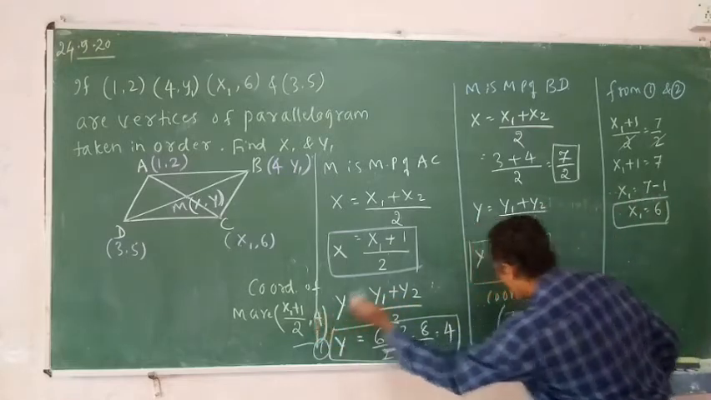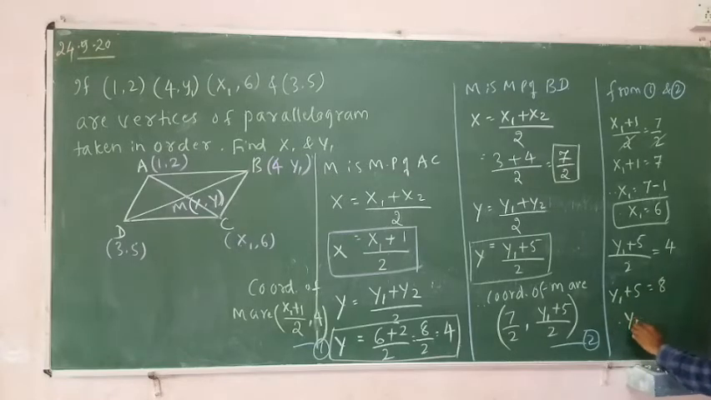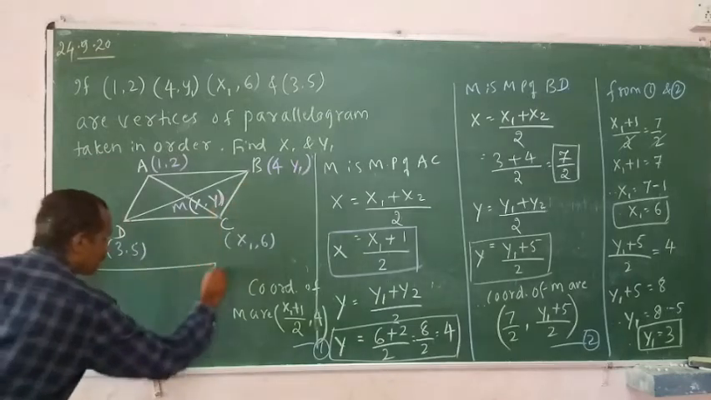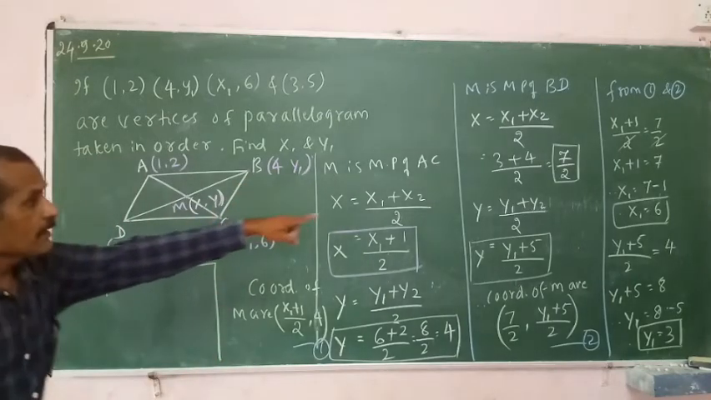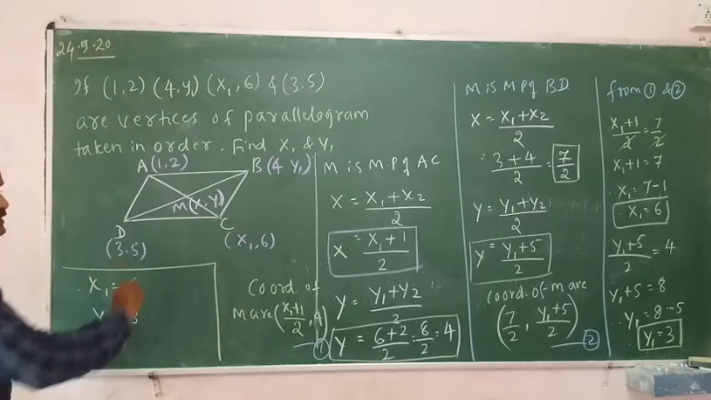Again, you can equate this and this. (y1 + 5)/2 is equal to 4. Cross multiply. It is y1 + 5 is equal to 8. We find the value of x1 and y1. Therefore, x1 is equal to 6, y1 is equal to 3. That is the end of the problem.